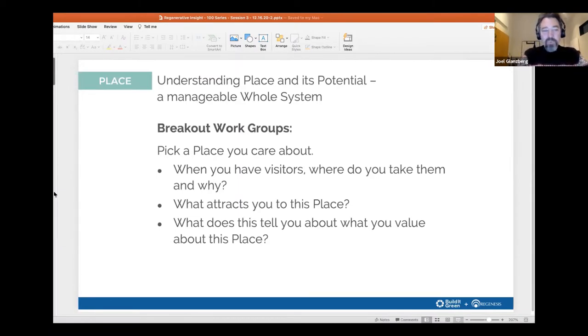One of the things that distinguishes regenerative development is that rather than treating every place as generic, as typical real estate development often does, we're looking at what is unique about specific places. One of the ways into understanding places we care about, or what we value about places so we could develop that value, is: what is it that you're proud of? What is it that you share with visitors? When people come to visit you, where do you take them?